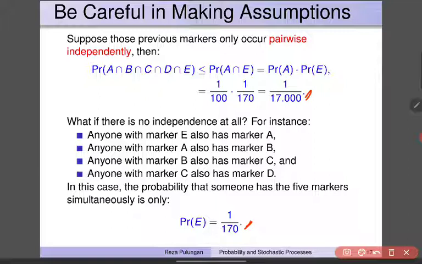So which one of these is the truth? Of course, it depends on the phenomenon that we look at in real life, but we have to be careful. Now these markers, for example, let's say that marker E happens with probability 1 divided by 170. And we see that if we collect 170 people, we expect only one of them to have it. But if we assume that these markers are independent of each other, then the probability of someone having these five markers simultaneously is really, really small.